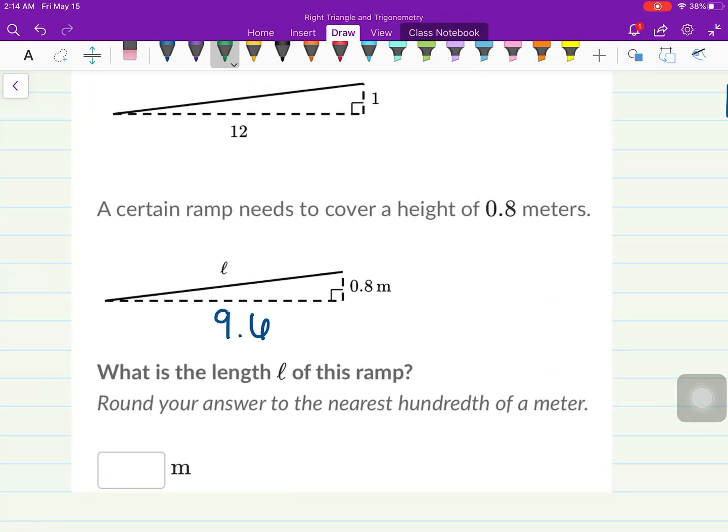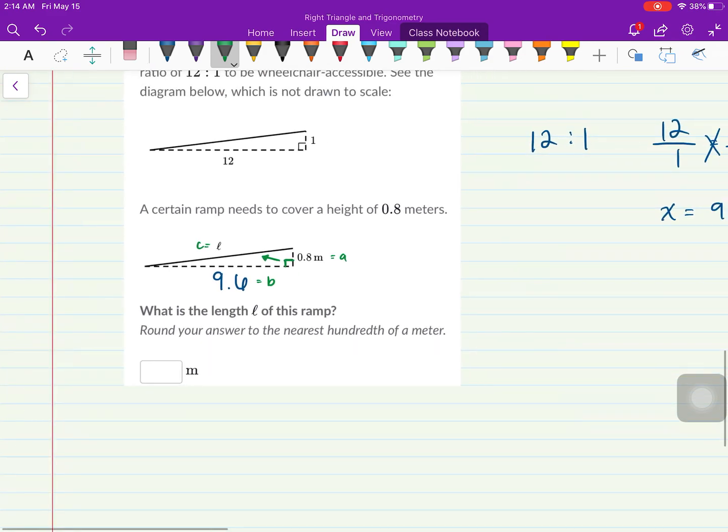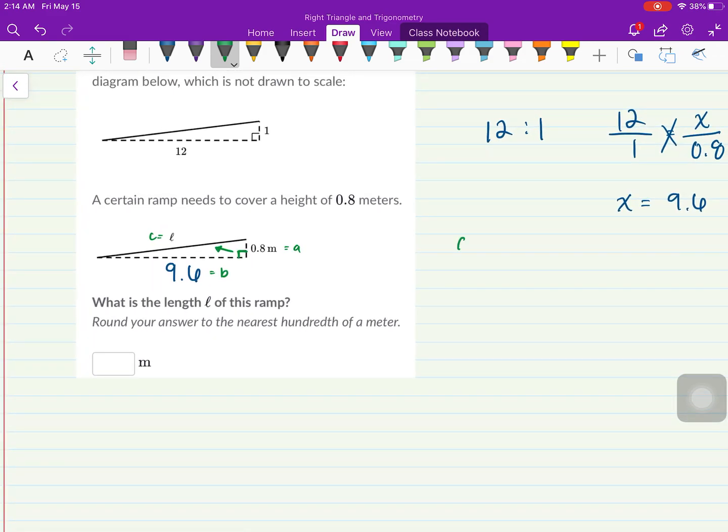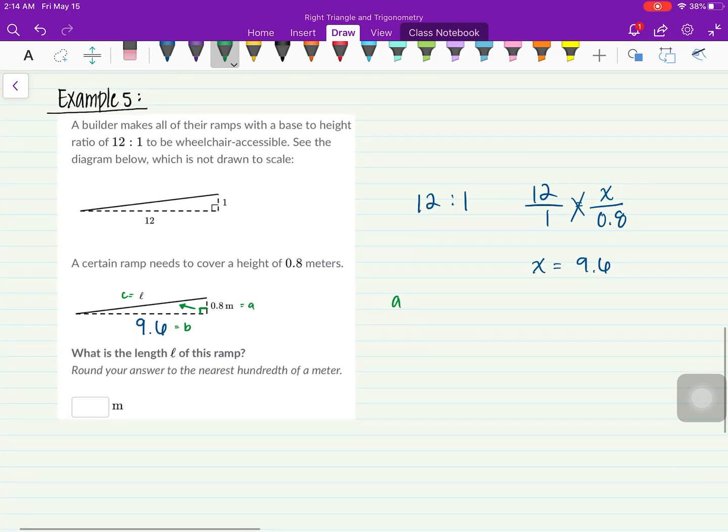Now, based on the triangle we have here, I can determine what my A, B, and C values are. Starting off with the C, we're looking at the side opposite to the right angle, and in this case, L is our C value. So we're trying to find our hypotenuse, and we'll make this A. We'll make this B. So then from here, we have a squared plus b squared equals c squared. So a in this case is 0.8 plus 9.6 squared.